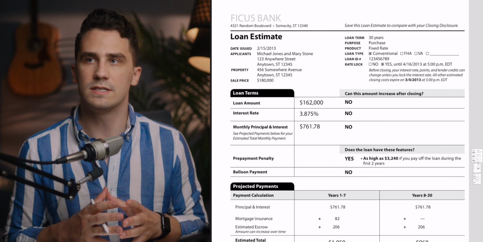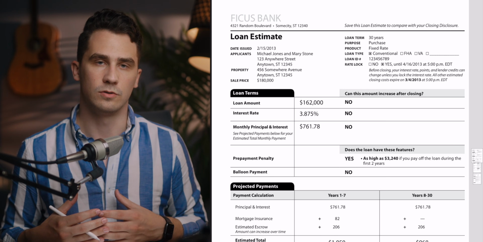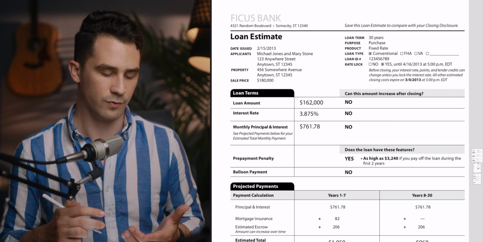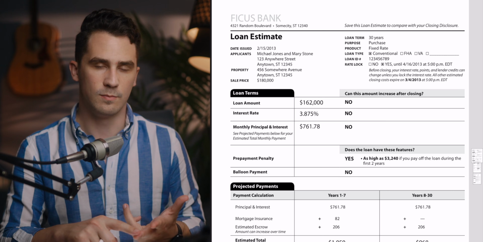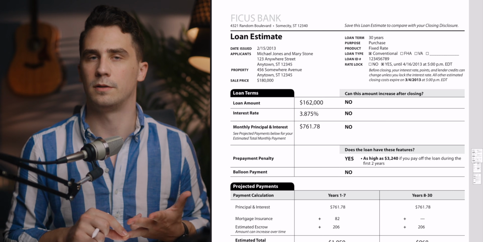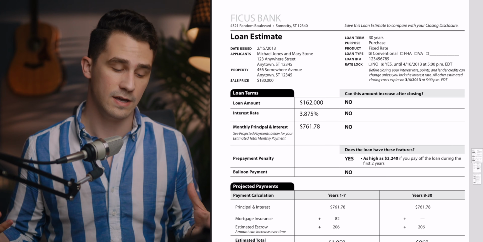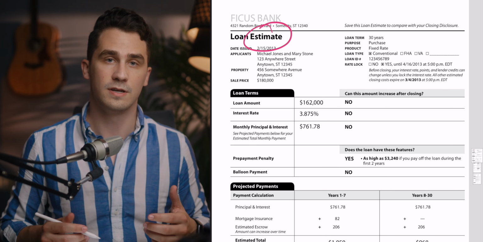So think of this like a map of your loan. There are some things that the lender can tell you that are exactly true about your loan. For instance, the interest rate, the mortgage insurance you're going to pay, and how much the lender charges. However, there are also a lot of other things that the lender has to estimate. That's why this is called a loan estimate.